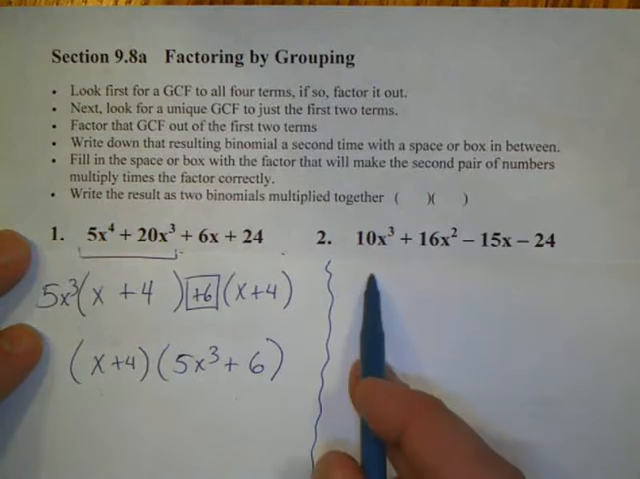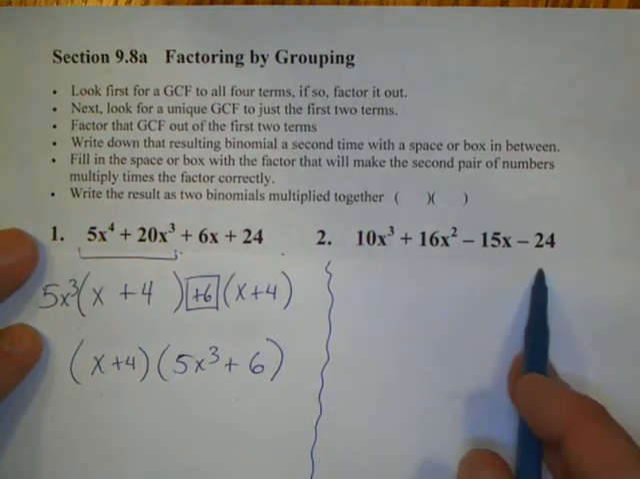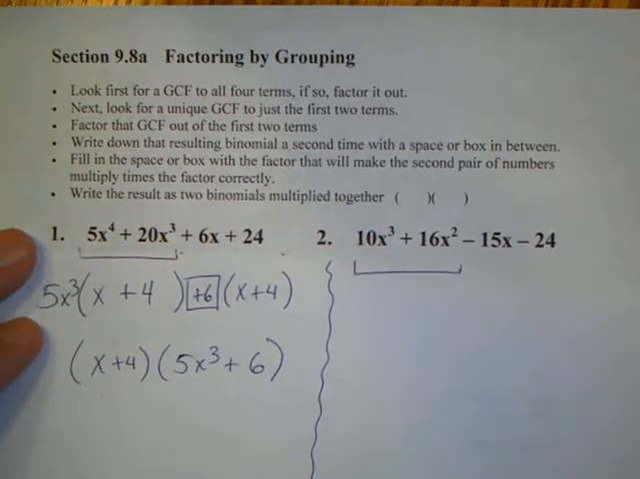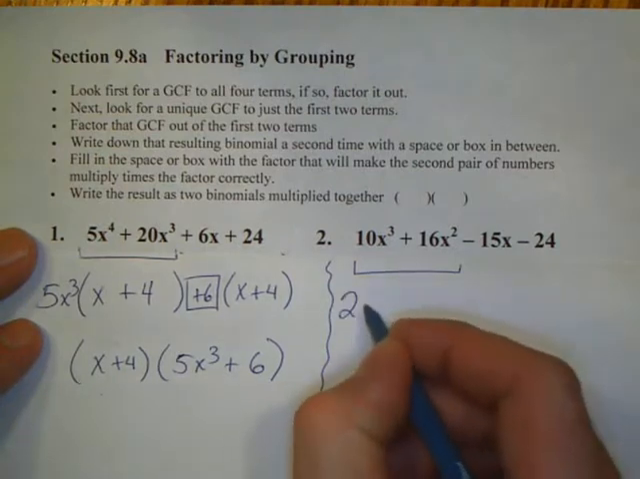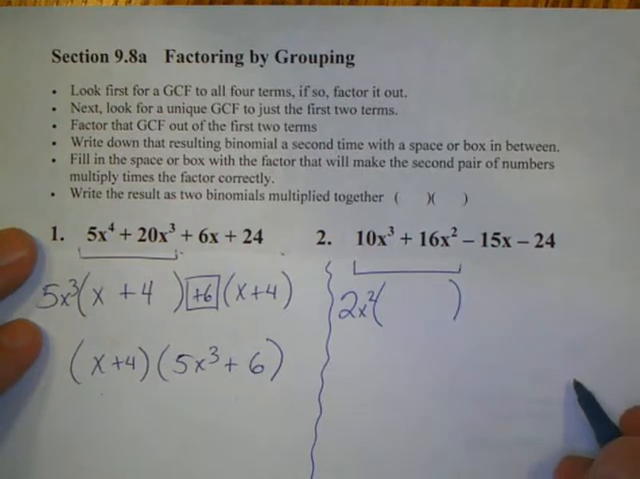Once again, we start our problem by saying, is there anything that goes into all three as a GCF into 10x cubed, 16x squared, negative 15x, and negative 24? There is nothing. So we'll focus on the first two, and we'll say, does anything go into 10x cubed and 16x squared? Well, yes, there is. We can say 2x squared goes into both.